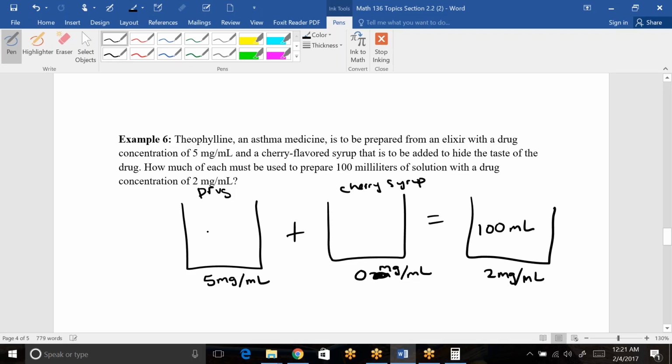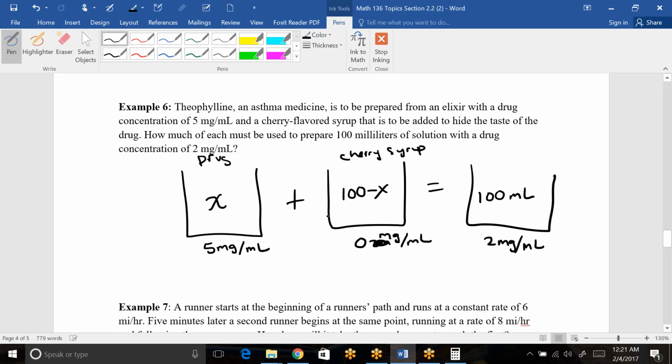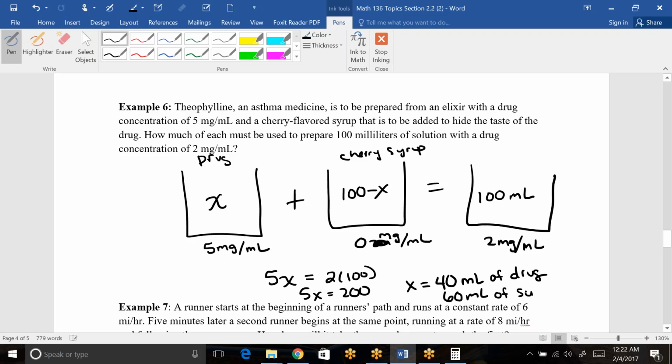And again, we can kind of go with the same philosophy. Let this be X. The other one would be 100 minus X. The nice thing about this scenario is you're going to multiply by 0, which means this whole middle bucket's going to go away. So it ends up just being 5X equals 2 times 100. So 5X equals 200. If you divide, you get that X equals 40 milliliters of the drug, which means you actually need a bunch of syrup to hide the nasty flavor of this. So you need 100 minus 40, you need 60 milliliters of the syrup.